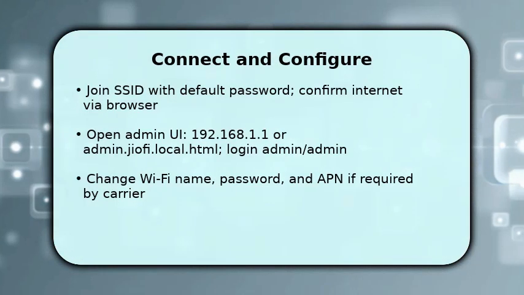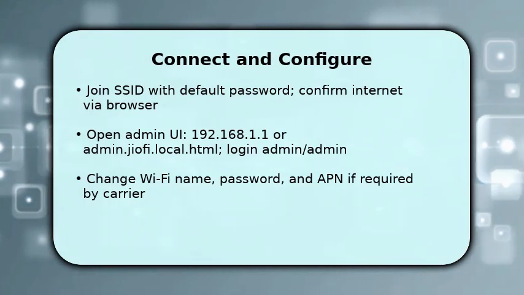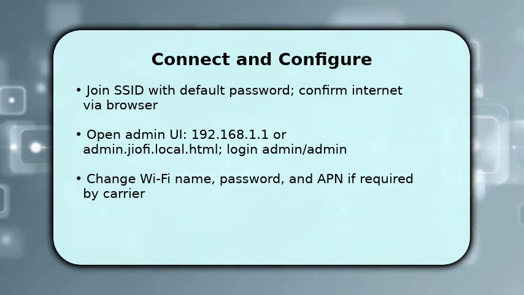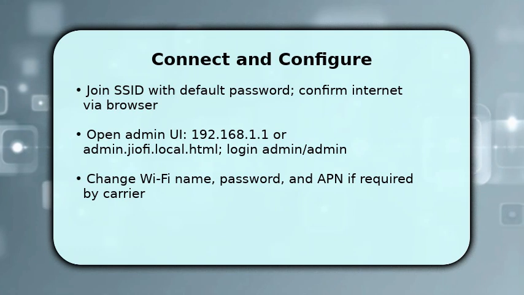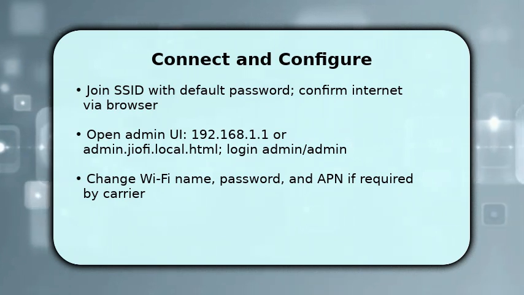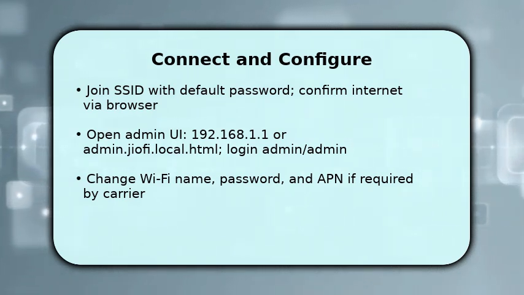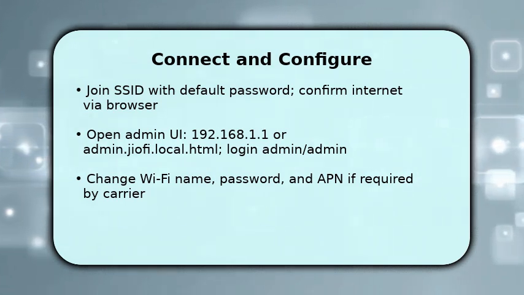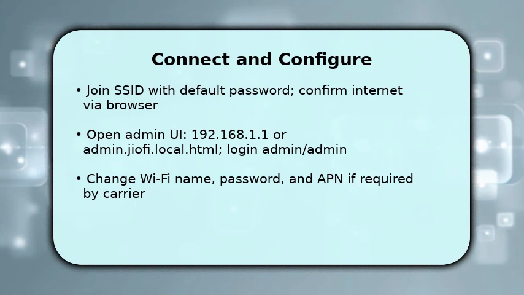Once done connecting your phone or laptop to that SSID, move to Customizing Settings to secure the network and optimize performance. You're connected to the SSID. Open a browser to 192.168.1.1 or admin.jiowifi.local.html to reach the admin panel. Log in with the default credentials, then change the Wi-Fi name and strong password immediately to prevent casual access.